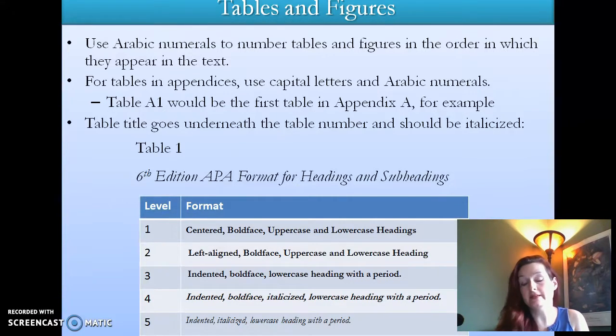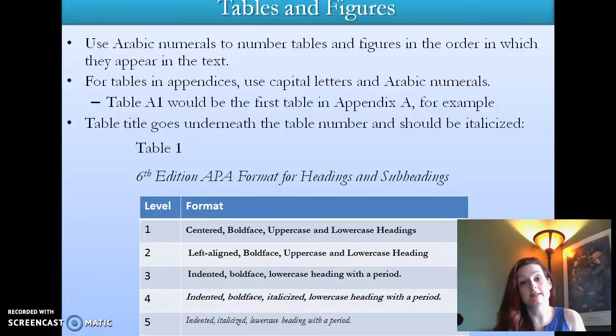So you do have to label your tables and your figures. You need to title them. You use Arabic numerals to number them in the order in which they appear in the text. So just as this example says, that would be table 1.